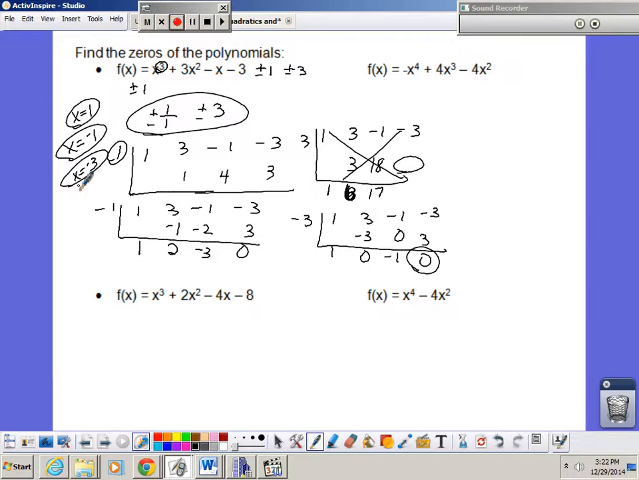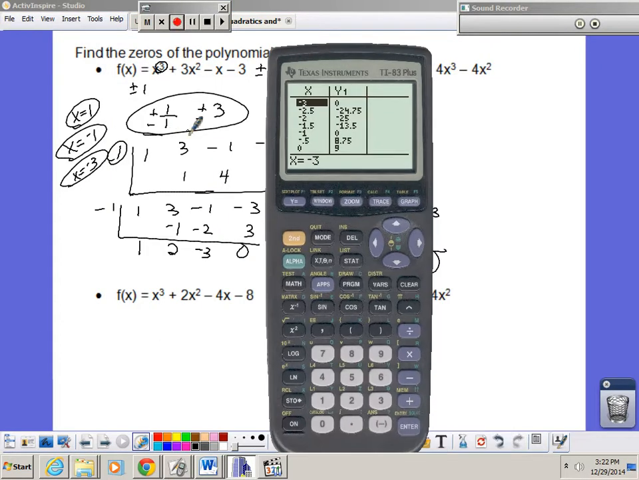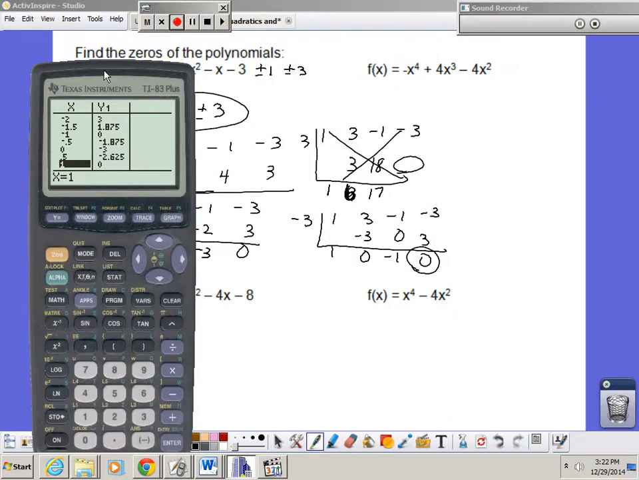Remember, I told you you can use your calculator. So if we took our calculator to see which ones actually work, now you have to be able to state this to me, because I want you to understand how you find them if you don't have a graphing calculator. Y equals x to the 3rd power plus 3x squared minus x minus 3. Second graph. So I have a 0, -3, a -1, 0. No, 1, 0. Okay, so good for us.